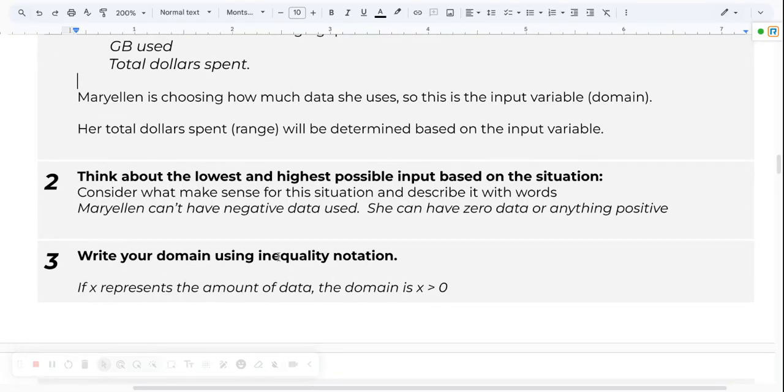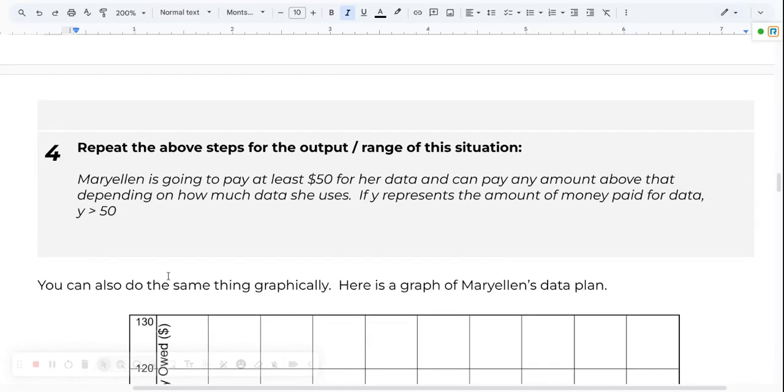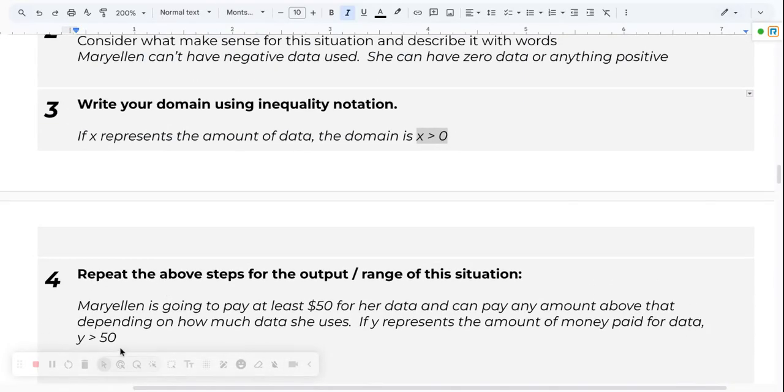Then you can write the domain using inequality notation, and we use x to denote the input or the domain. X has to be greater than or equal to 0. I would write it with this equal sign underneath it. Finally, you can do the same thing for the output. If she's going to pay at least $50, no matter how much she pays, y is going to be greater than or equal to 50.